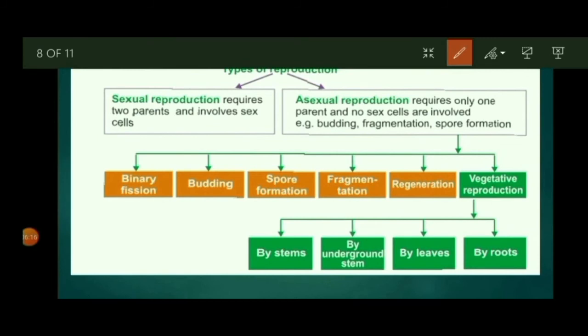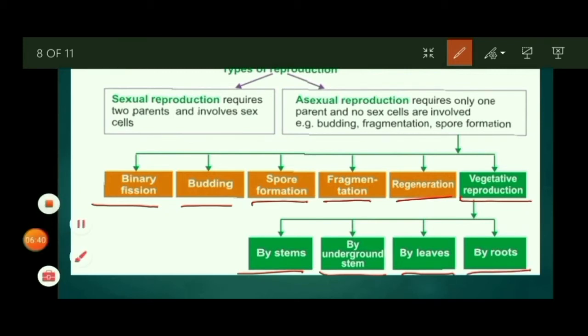Students, asexual reproduction can occur in many ways: by binary fission, budding, spore formation, fragmentation, regeneration, and vegetative reproduction. Vegetative reproduction can also occur in many ways: by stem, by underground stem, by leaves, by roots. We are going to study them one by one.